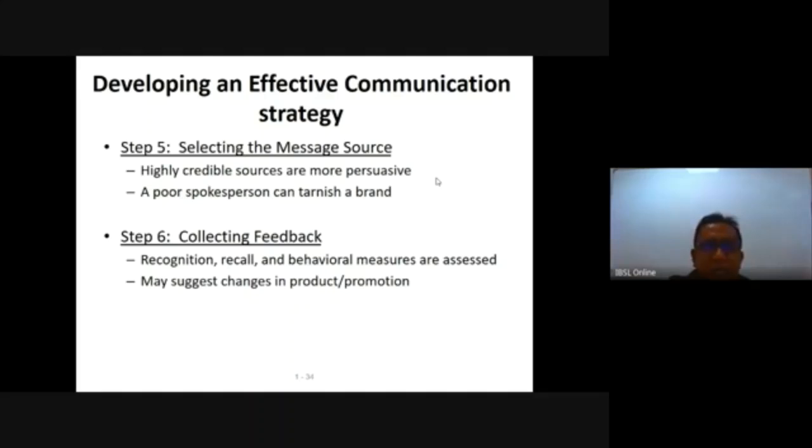Finally, selecting the message source. A credible source is more persuasive, and a poor spokesman can tarnish the brand. I've seen messages given by a celebrity or a respected person in the market or in society. That's important, because the credibility of the person who gives the message helps to endorse your message. At the same time, a poor spokesman can tarnish the brand. Finally, in collecting feedback, recognition, recall, and behavioral measures are assessed, which may suggest changes in product promotion.